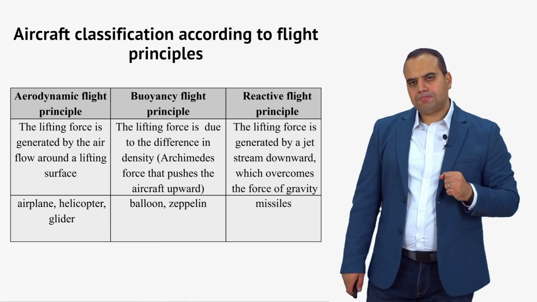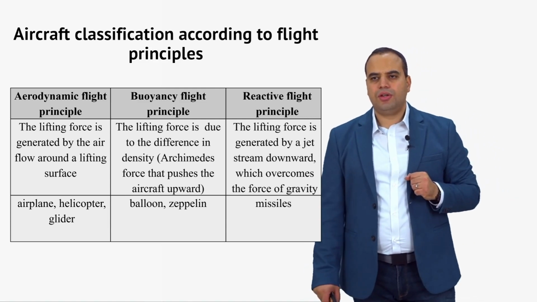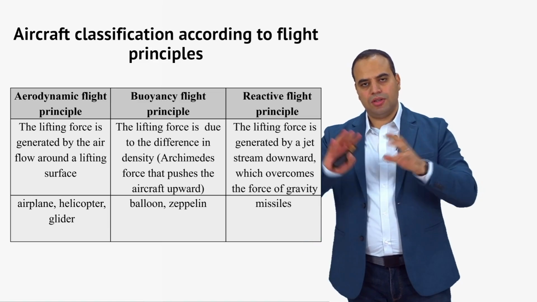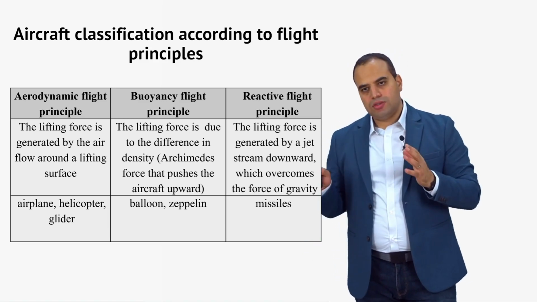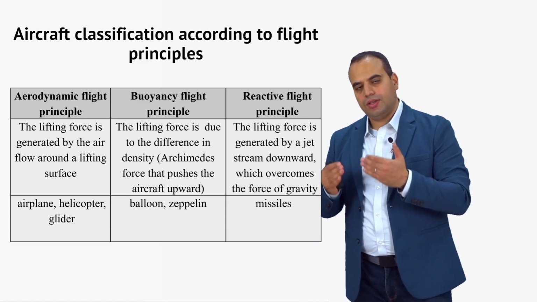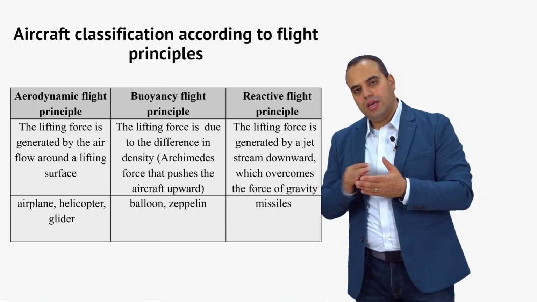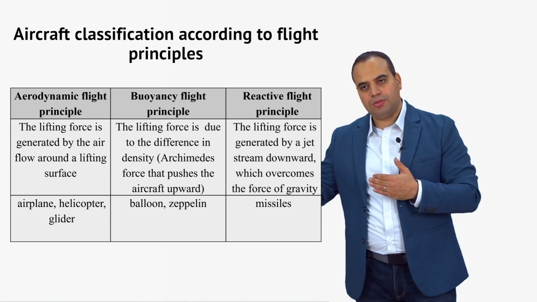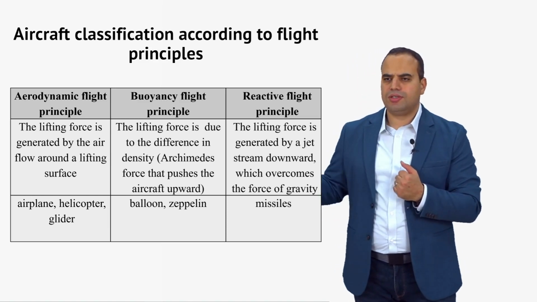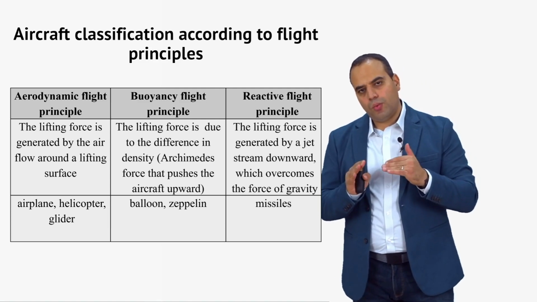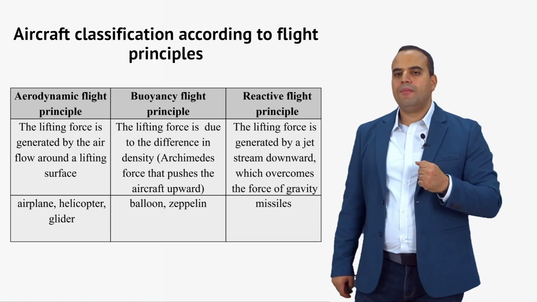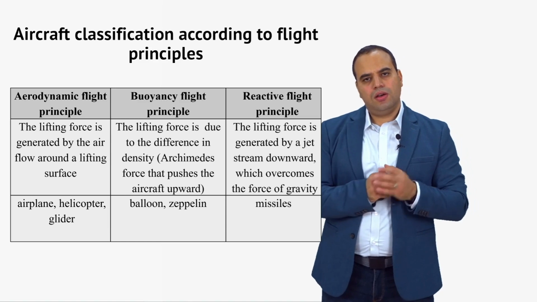Now let's see the aircraft classification according to their flight principles, to see the place of the airplane itself in a more general context of other flying vehicles. So we see why an airplane is such a good flying vehicle as compared to other flying vehicles that use different flight principles, like balloons, ziplines, missiles, rockets. That is a completely different type of flight principle. You can see the reactive flight principle. So we have to see what is really the reason why an airplane flies and what differentiates it from other flying vehicles according to the flight principle, right?